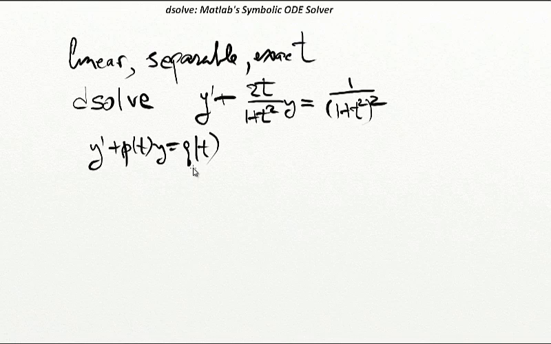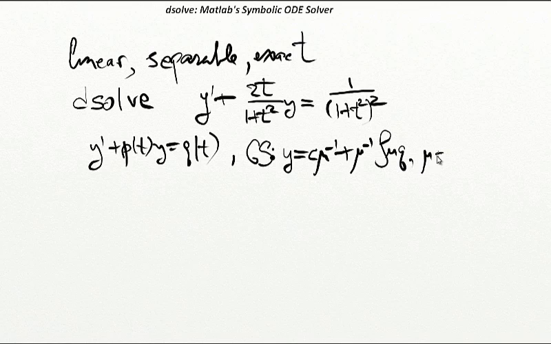Now, you learned a formula or recipe for solving equations like that, and the recipe actually gave you the general solution, which is y equals c times mu inverse plus mu inverse times the integral of mu q, where mu is e to the antiderivative of p. And so it involves two anti-differentiations.